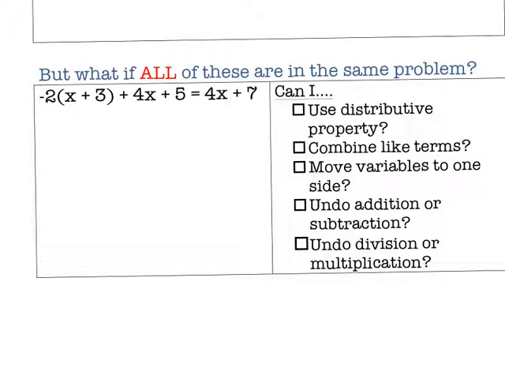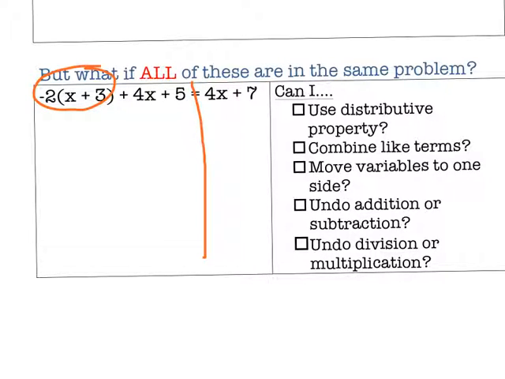If all three skills happen in the same problem. So I gave you a checklist to use because this is typically the order that you would want to go in order to simplify the problem. But again, I would start with that line down the middle. So the first thing on the list is, can I use distributive property? So if I look through my problem, I should notice right here that there is distributive property.